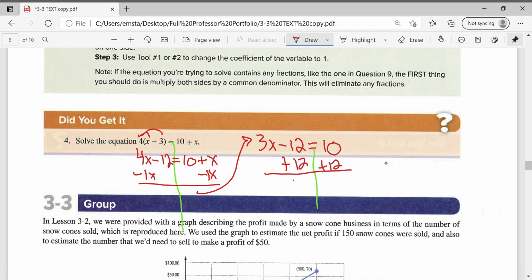You get 3x equals 22. That's 3 times x because it's smashed up against the x. I undo times by dividing. And you can either get a decimal or you can leave that as 22 over 3. In the group work, you're going to get into more equations and more practice solving equations.